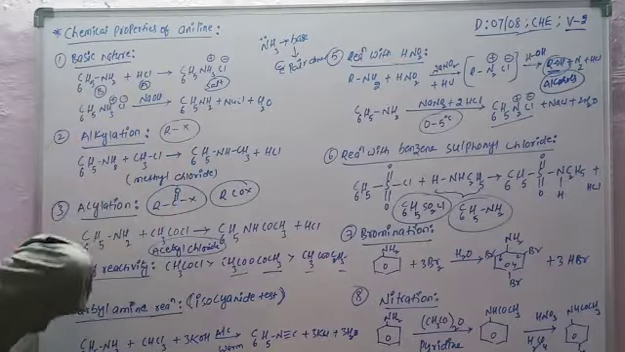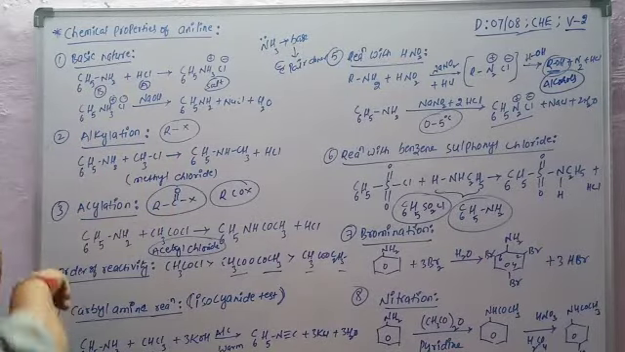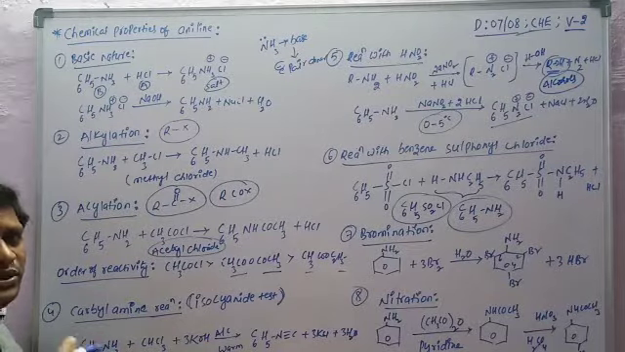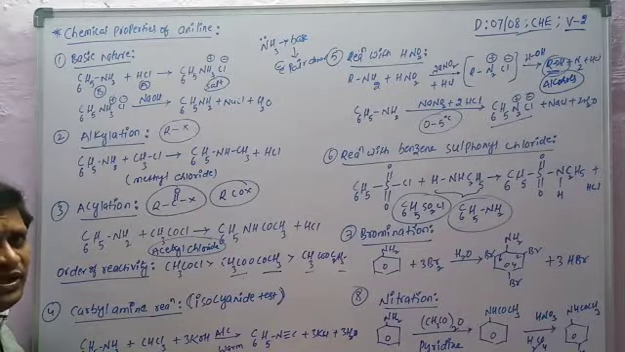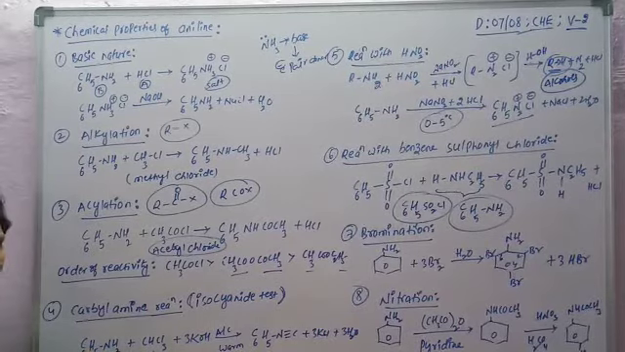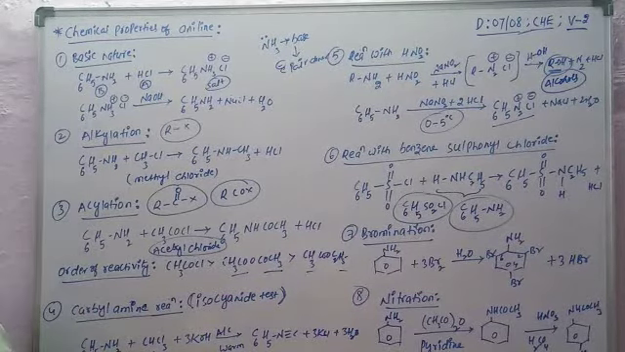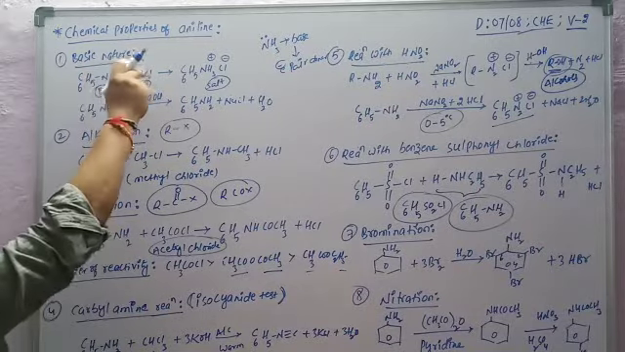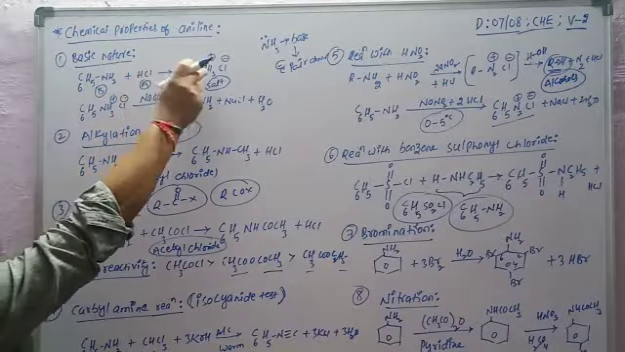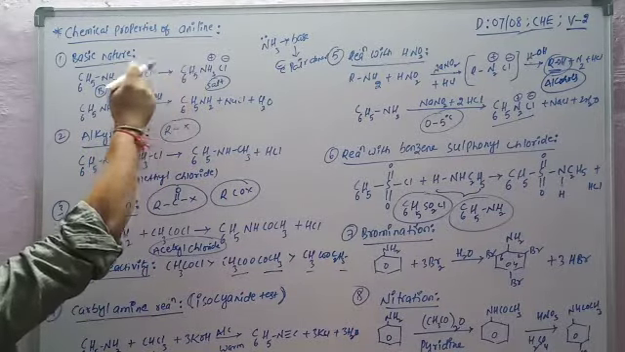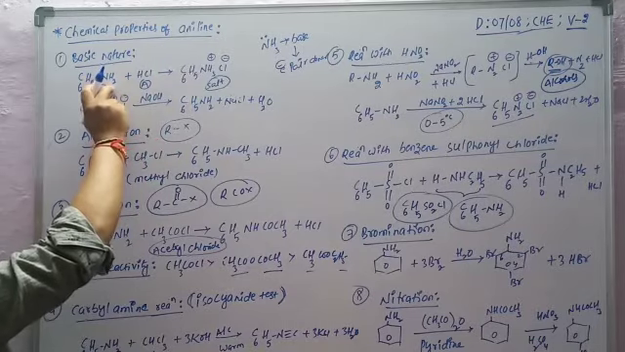The first one is basic nature. Why is aniline basic in nature? Because in aniline, nitrogen has a lone pair of electrons and is ready to donate electrons. According to Lewis theory, an electron pair donor is a base and an electron pair acceptor is an acid. So it reacts with acid and gives salt, which means its nature is basic.